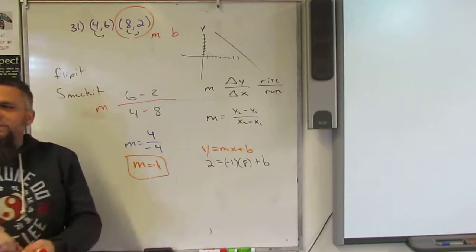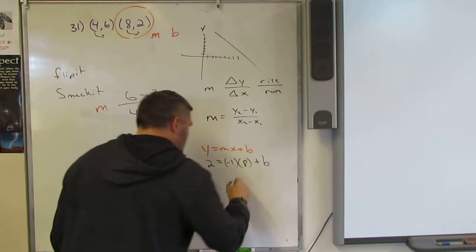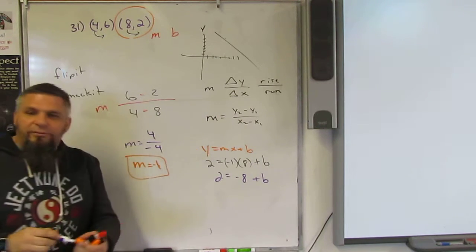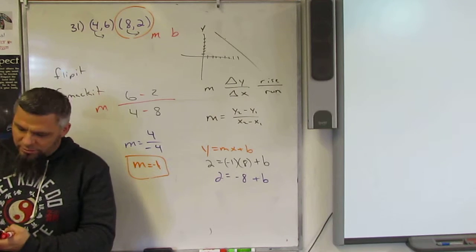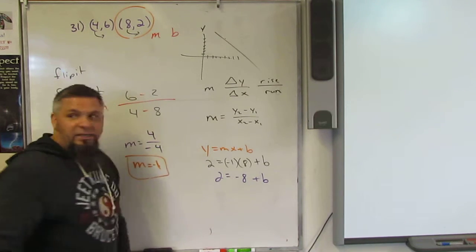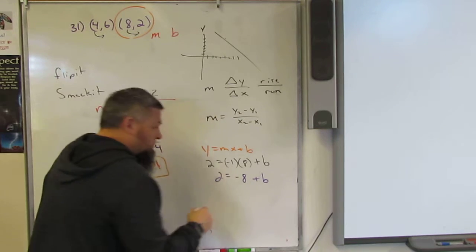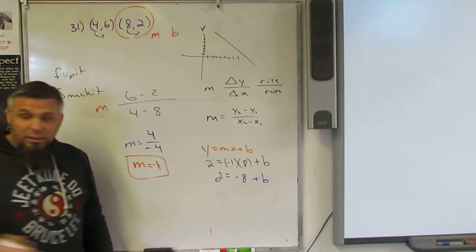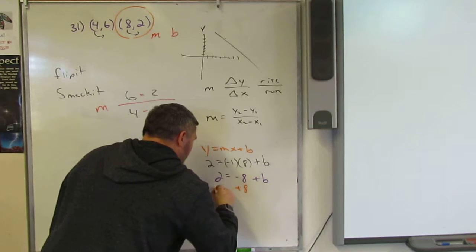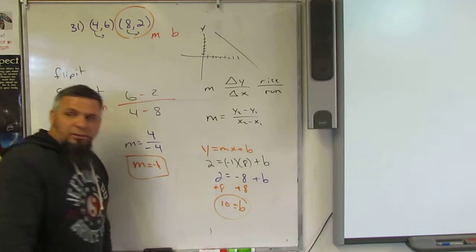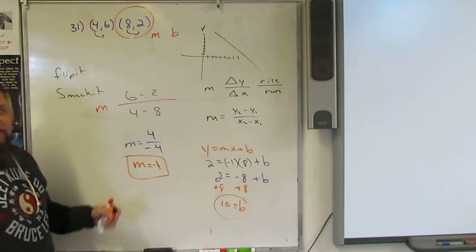What's negative 1 times 8? Negative 8 equals 2 plus b. Then solve for b. What do I got to do? Do the opposite. So opposite of negative 8? Positive. So positive 8, so I got 10 is equal to b. Alright? I have my b, I have my m.